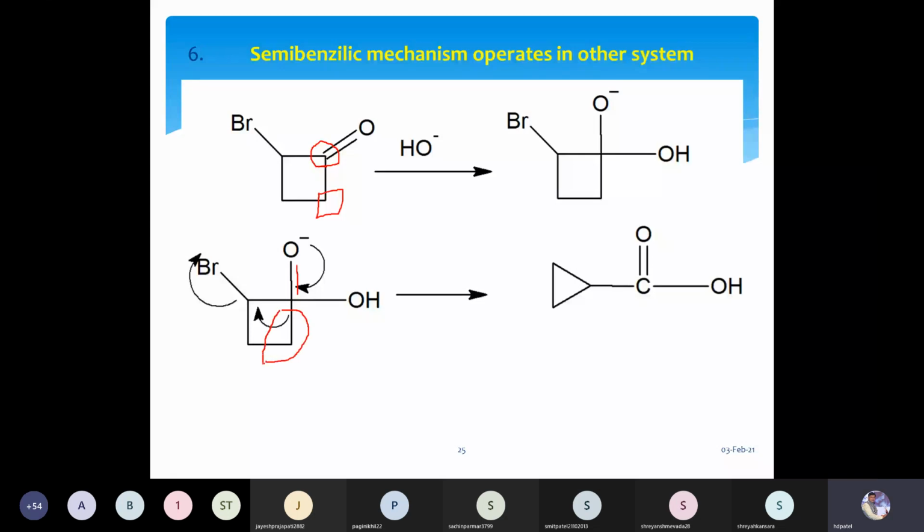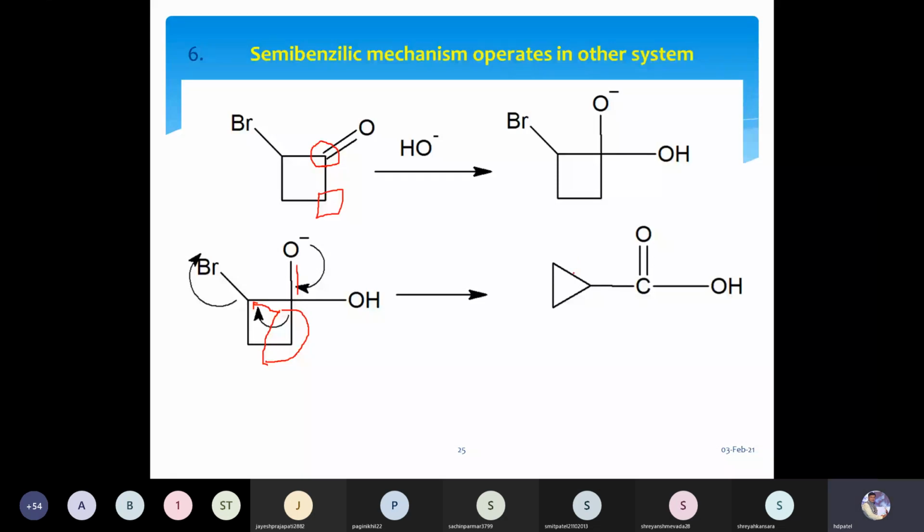When it migrates with electrons to the neighboring carbon, that means this position. Why this position? Because it is attached with the halogen, and as a result the ring contraction will take place, and we will get cyclopropanoic acid. This is the simplest or smallest cyclic compound we can synthesize by this reaction, that is called the use of the Favorsky reaction.